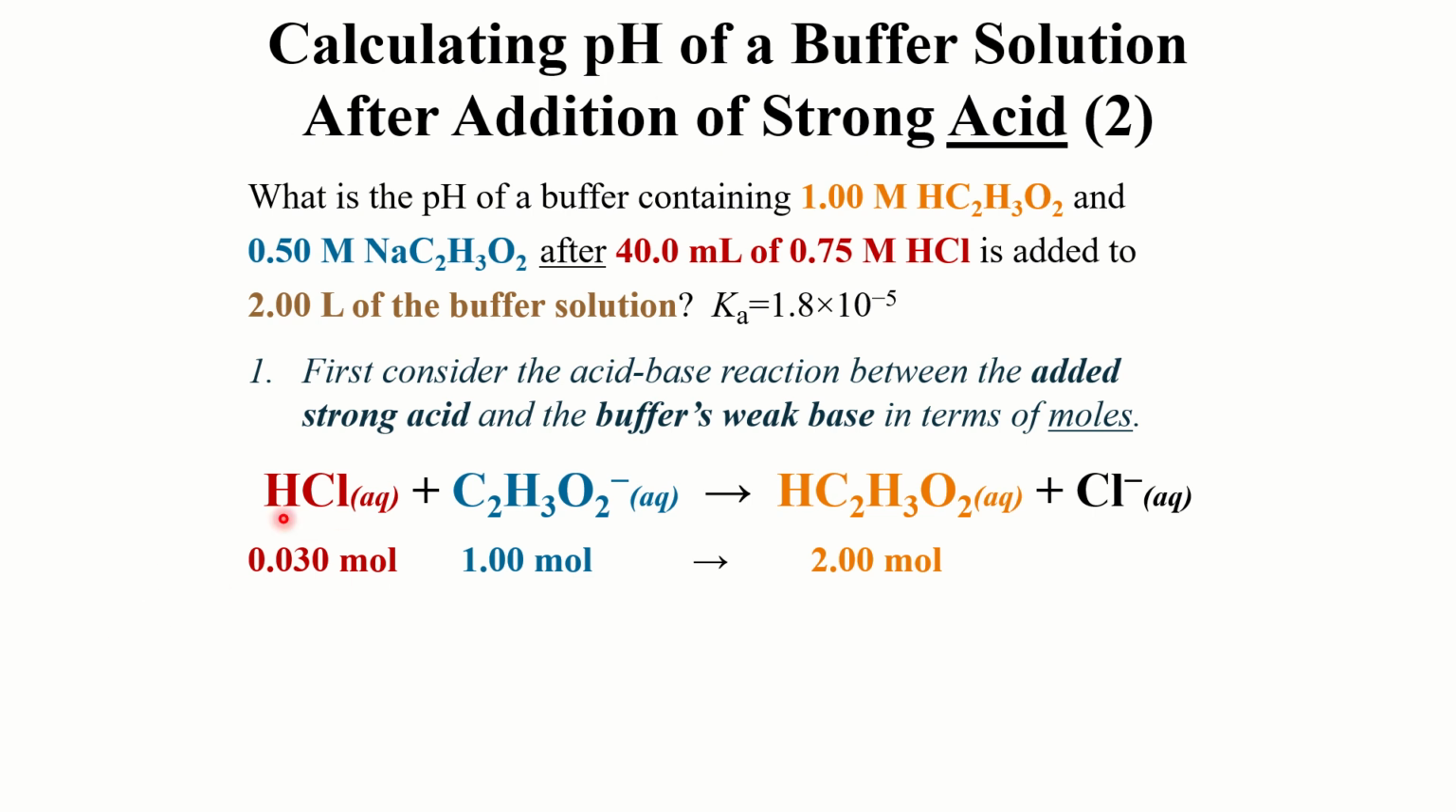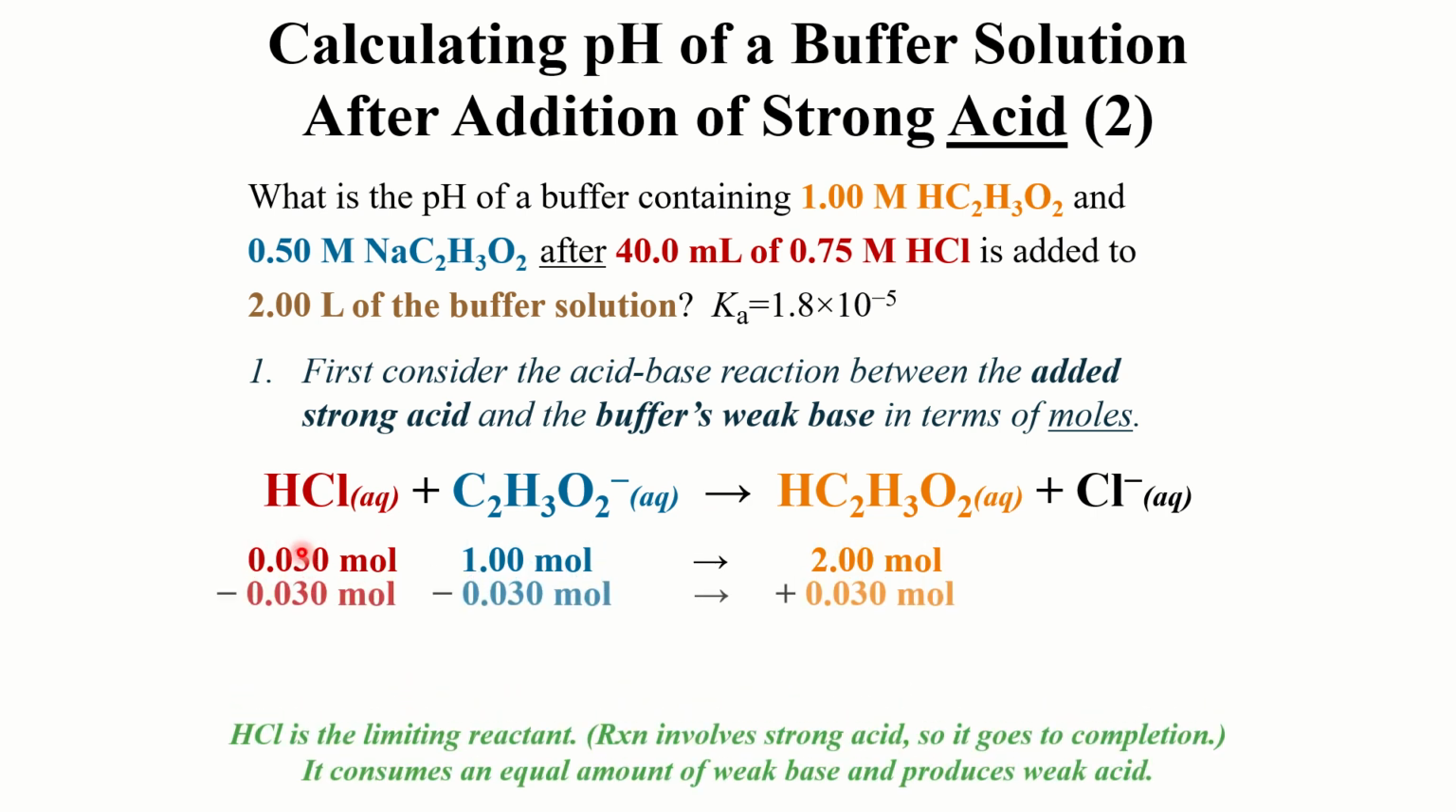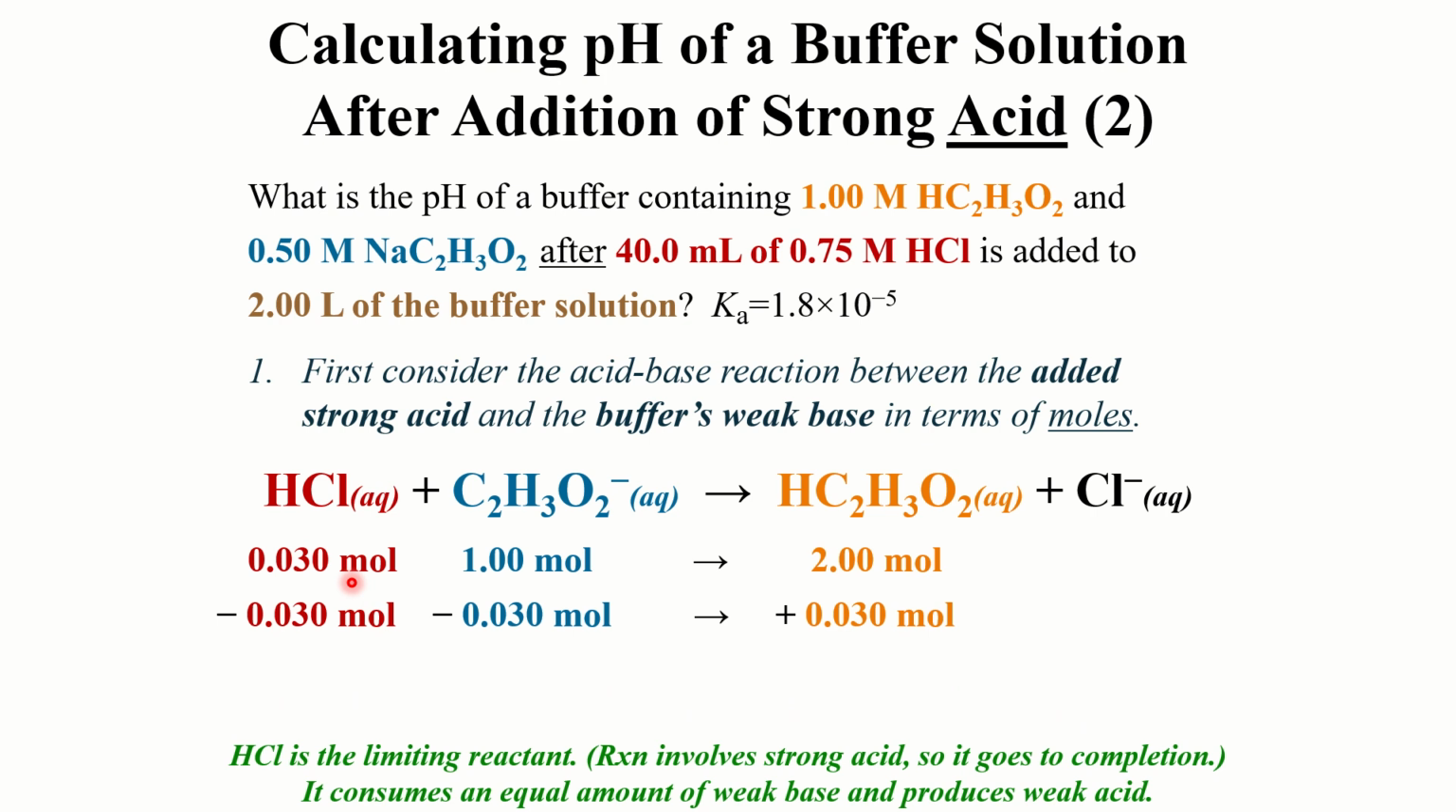This works sort of like an ice table, but because we have a strong acid, this reaction is going to completion, not to equilibrium. So the strong acid here is our limiting reactant, meaning all of the HCl is used. So we subtract 0.03 moles from the HCl. We should also subtract 0.03 moles from the base, since this is how much base is required to react with the HCl. And then we should add 0.03 moles to the weak acid over here. This is how much is produced.